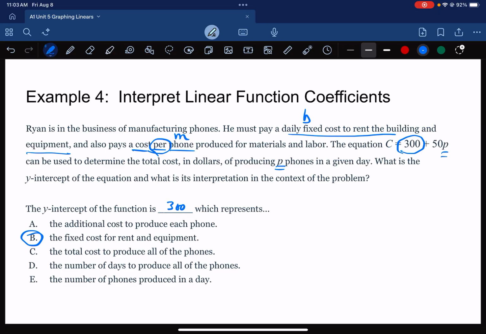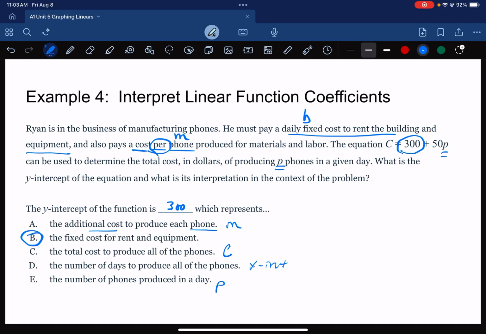What would A represent? A is the additional cost to produce each phone. That's cost per phone. Well, that would be slope. The total cost to produce all of the phones? Well, that's C. The number of days to produce all the phones? That is the x-intercept, I believe, right there. Okay. The number of phones produced in a day? That's just P.